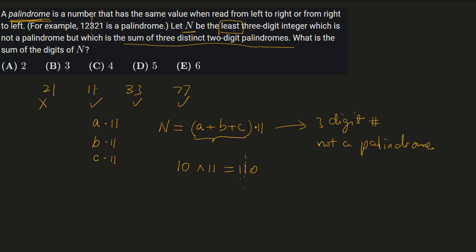Now we want to determine if this 110 satisfies our condition, right? This one is certainly not a palindrome, so that's good. And it's certainly a 3-digit number. That is good. And certainly that's the smallest possible number. It's also checked. Therefore, n equals 110. And what is the sum of digits of n? That's 2. Therefore, our choice is A.